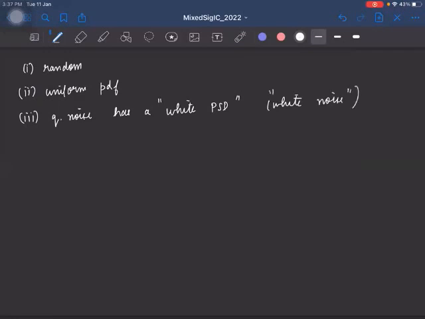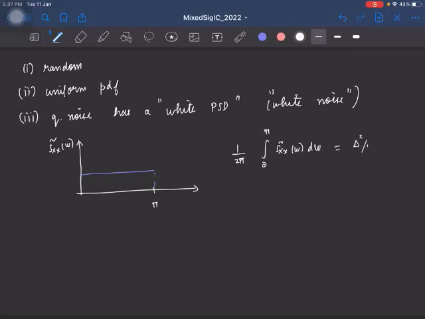Because of that, the single-sided power spectral density of the quantization noise, if I call it tilde, will look like this. From 0 to pi, it's going to be constant. And of course, if I take 1 by 2 pi integral of this, that's going to be delta square by 12, because we saw from today's discussion that this is essentially the noise power or the power of the signal.